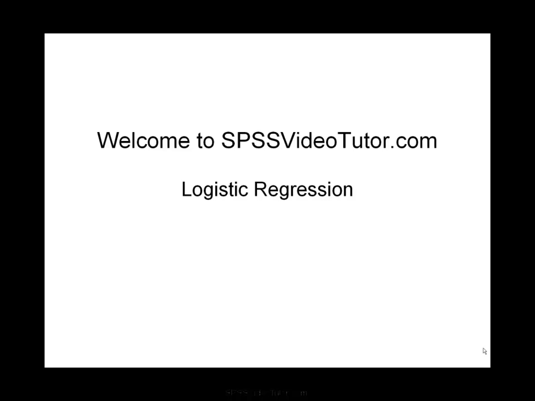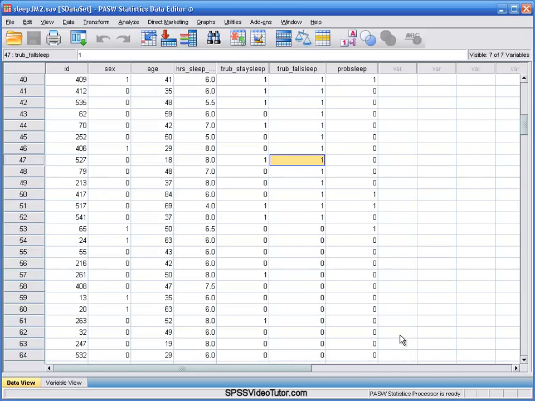I'm Jacob Mays, and today I'm going to demonstrate how to perform and interpret a logistic regression in SPSS. In this example, we will explore how well 5 variables predict whether people report having problems sleeping. The 5 predictive variables in this analysis are age, gender, hours of sleep per weeknight, problems getting to sleep, and problems staying asleep.